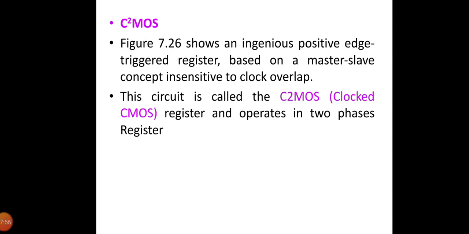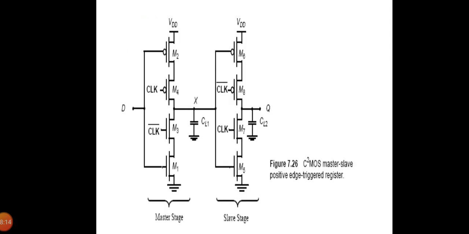And a new approach called the C-squared MOS approach, that is clocked CMOS logic, is used in 2 phases. This is an ingenious positive edge triggered register that is based on the master-slave concept and is insensitive to clock overlap. So this diagram shows the C-squared MOS master-slave positive edge triggered register. Here, if the clock is 0, the first tri-state inverter is turned on and the master stage acts as an inverter, sampling the inverted version of D on the internal node X.